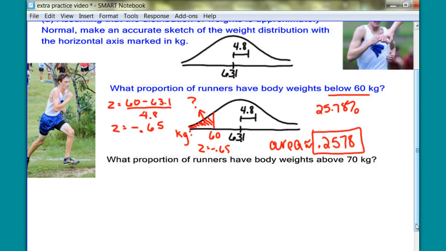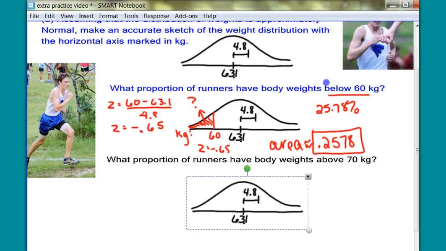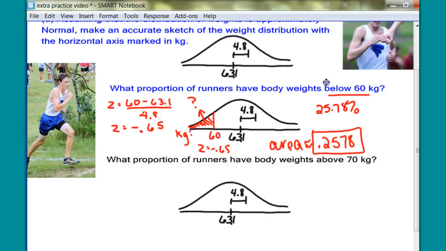Next one says, what proportion of these runners has body weights above 70 kilograms? So let's get our picture again. We want to go above 70 kilograms. So here's my kilograms along the bottom. 70 is going to be up here somewhere. And we want these runners. We want to find that area. So I'm going to take that 70, change it to a z-score. So 70 minus 63.1, divided by 4.8.